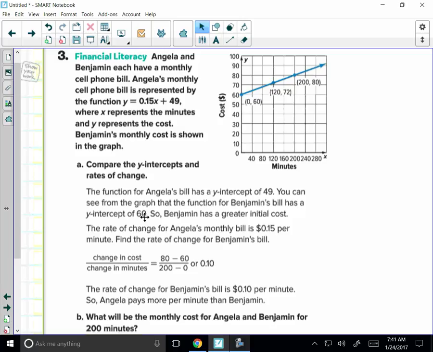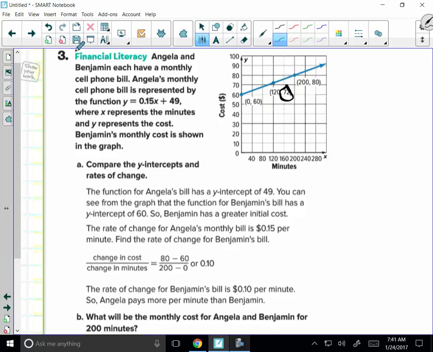So Benjamin has a greater initial cost because he's going to pay that $60 no matter how many minutes he uses. And so now we're going to look at rate of change. Angela's rate of change is 15 cents per minute. We get that from her equation up here. And then Benjamin is where we actually have to do some math. So you're going to take points and subtract them. So you take, I guess they took different points.